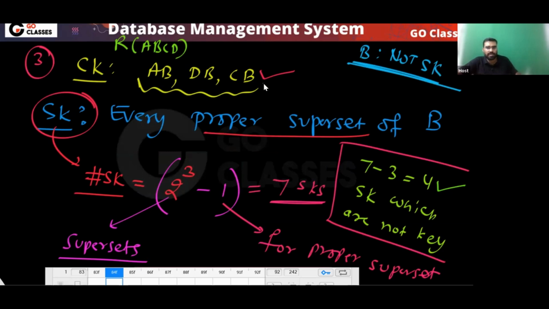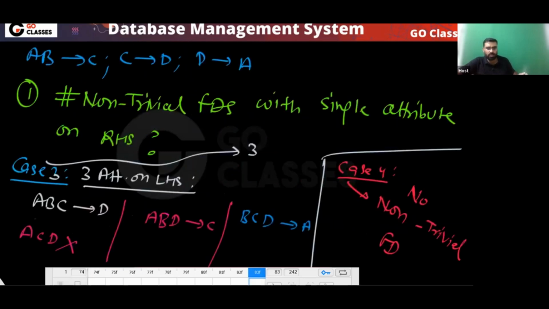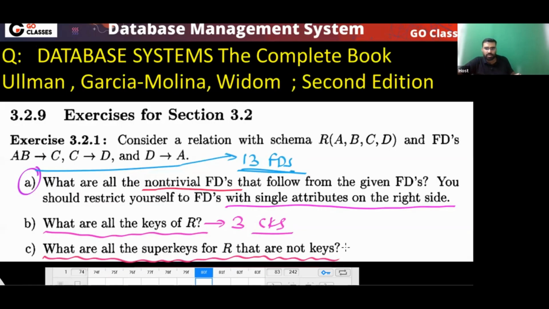Finally, you can remove these candidate keys. So you can do that also. So for this question, the answer is 4. This is your question 3.1. Is this clear? Let me know.